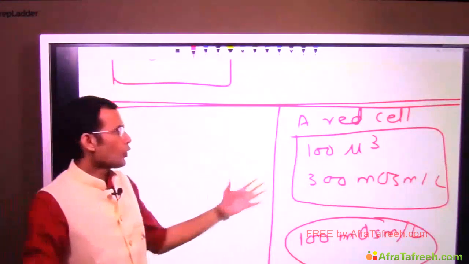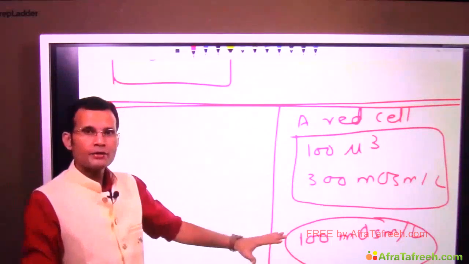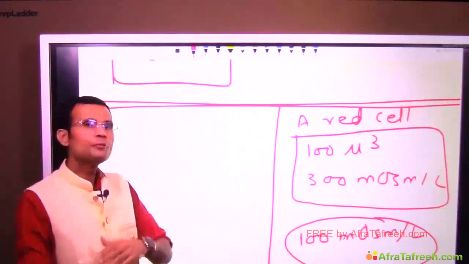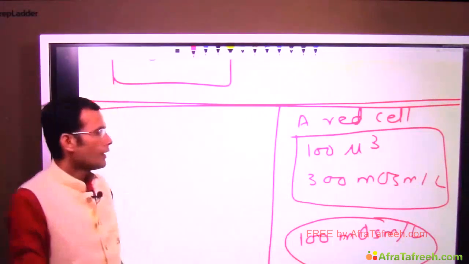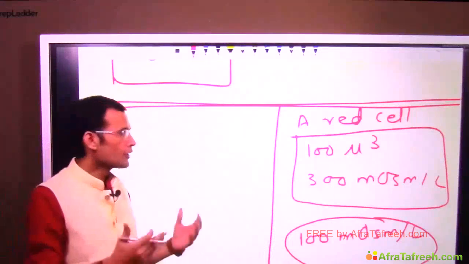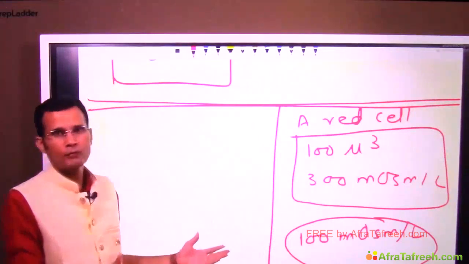Look, because of the different osmolarities, there's going to be movement of water either into the cell or out of the cell. We will see that later. And finally, there would be some cell volume. So the question is, how much will be the final cell volume?